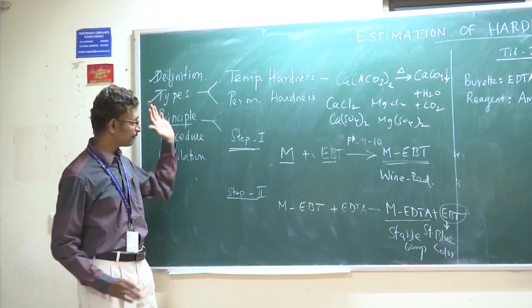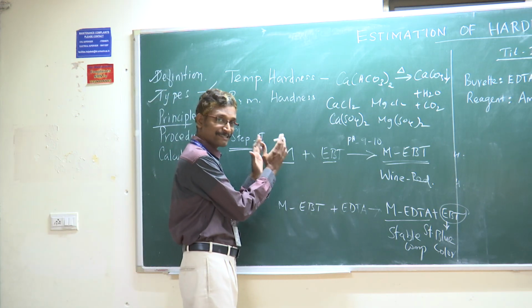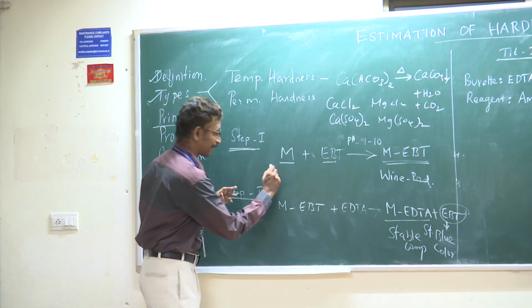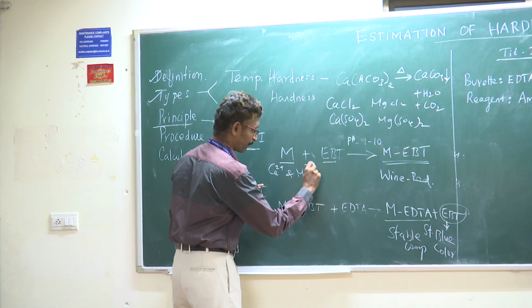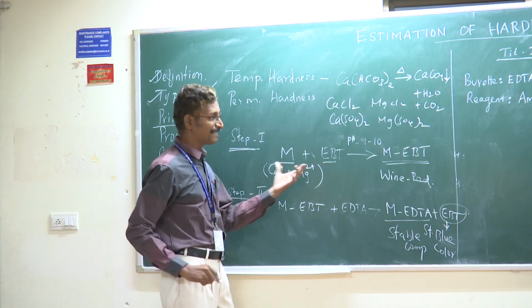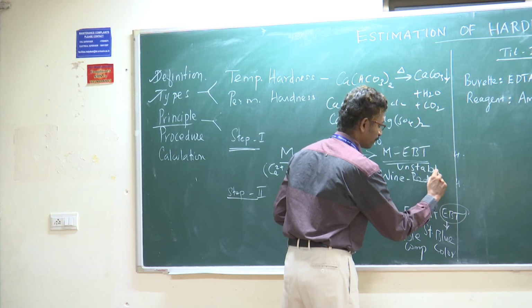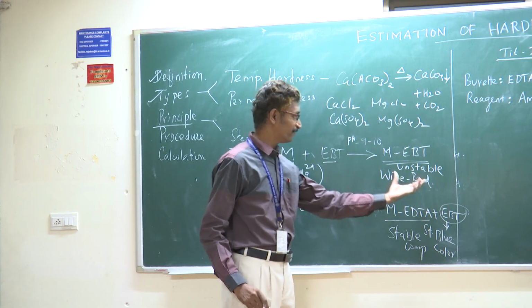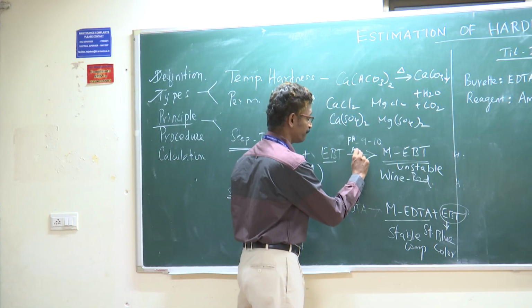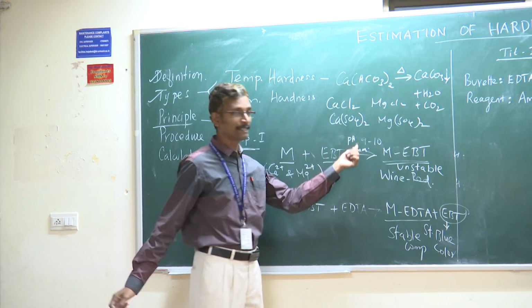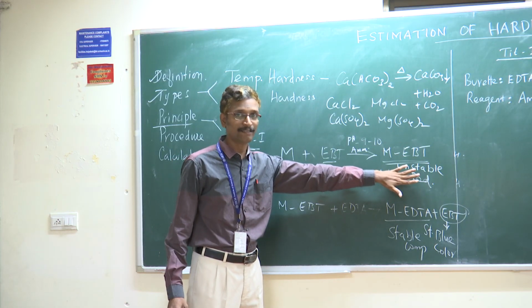I am repeating the principle. In the first step, the metal ions present in the water sample, that is calcium Ca2+ and Mg2+, form an unstable wine red colored complex when treated with eriochrome black T in the presence of ammonical buffer at pH 9 to 10.